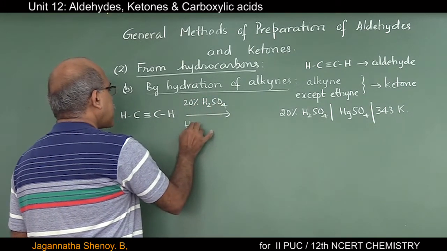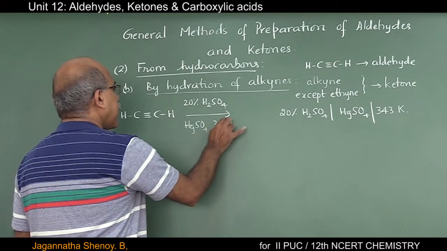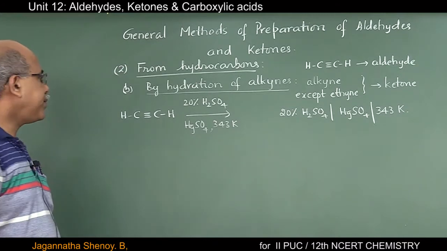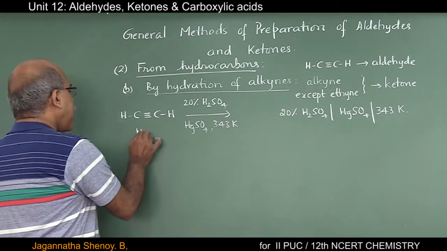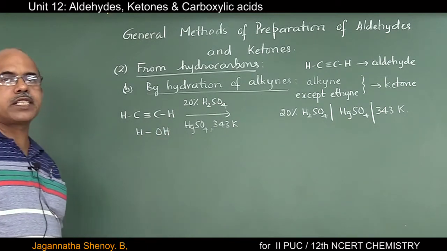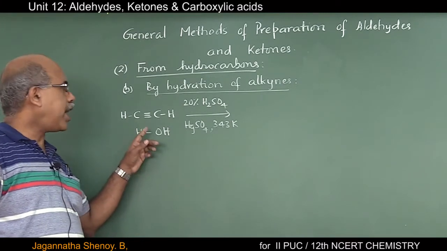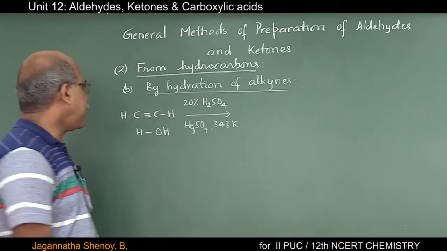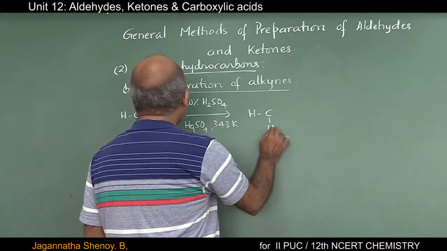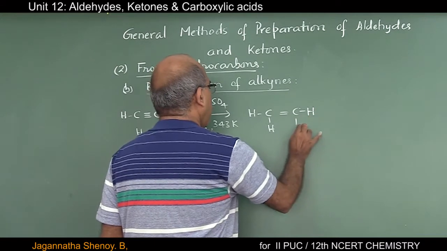It is mercuric sulfate catalyst, 343 Kelvin. It is a hydration reaction. We have to add a water molecule across C triple bond C. So during addition reaction, triple bond becomes a double bond. The intermediate formed is CH2 double bond CHOH.